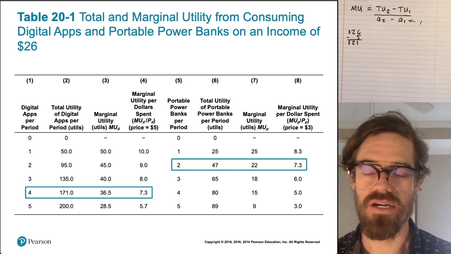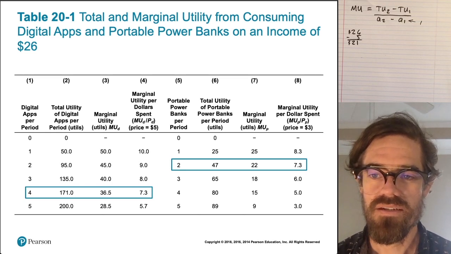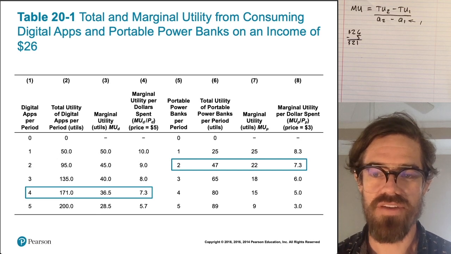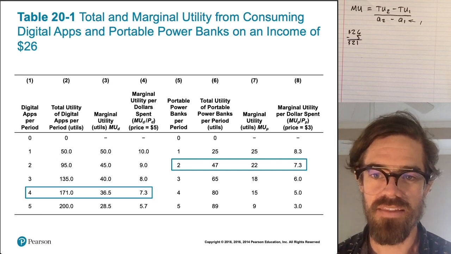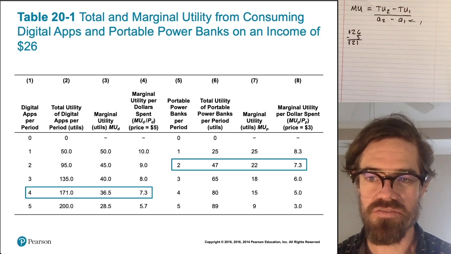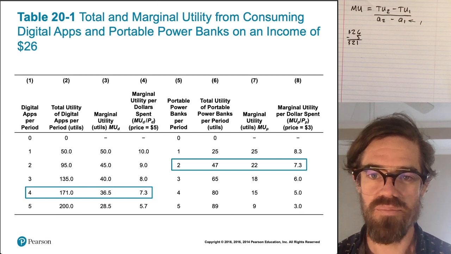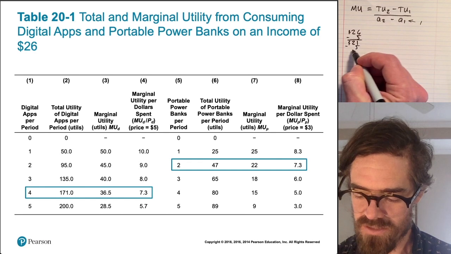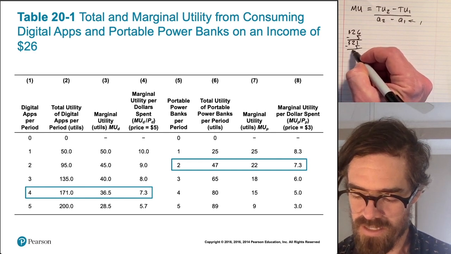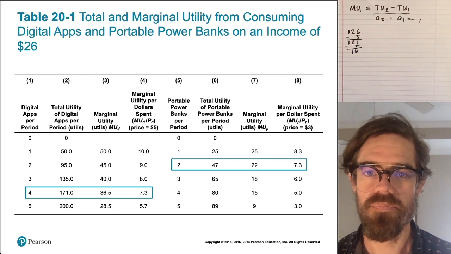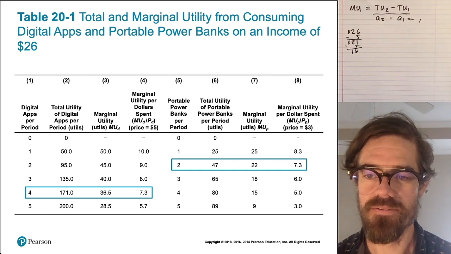So what's the next thing they're going to buy? Well, again, they're going to try to find the thing that gives them the most satisfaction for their money. And that turns out to be the second app. The second app gives them 9 utils per dollar. So that's still the highest bang for their buck. Okay, so they buy another app for $5. Let's see. That means they have $16 left over after that. Okay, so what's the next thing?